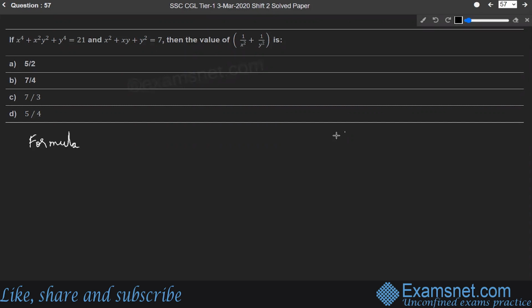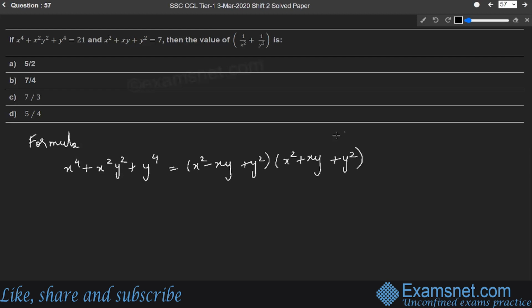The formula that we have to use here is x power 4 plus x square into y square plus y power 4 is equal to x square minus xy plus y square multiplied by x square plus xy plus y square. So this is the basic formula that you should remember in order to solve this question. Now coming to the solution of this question. In this question, we have two different values.